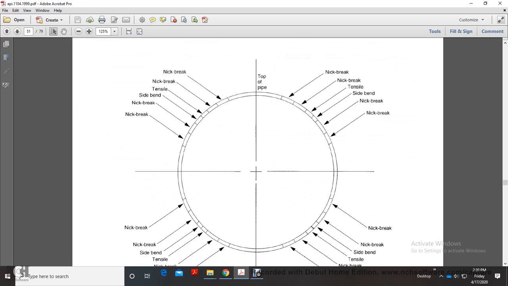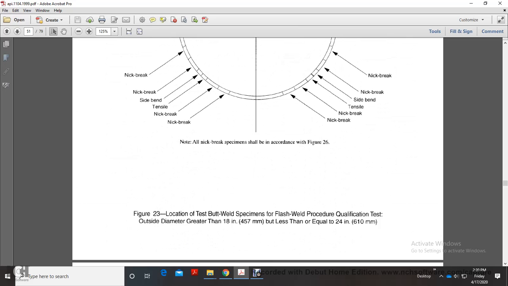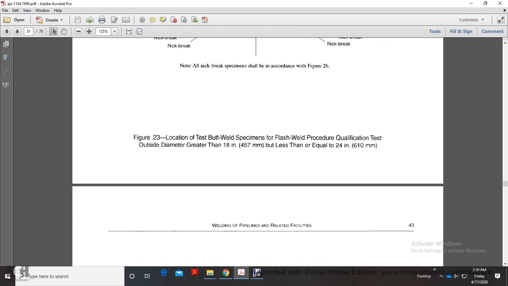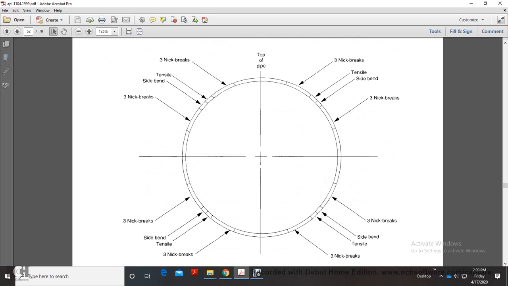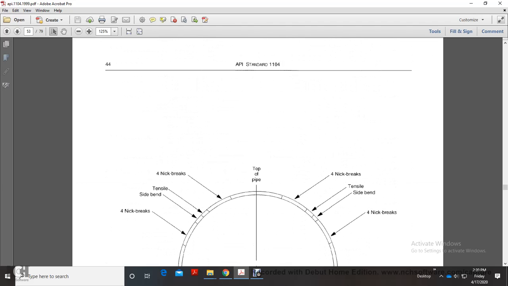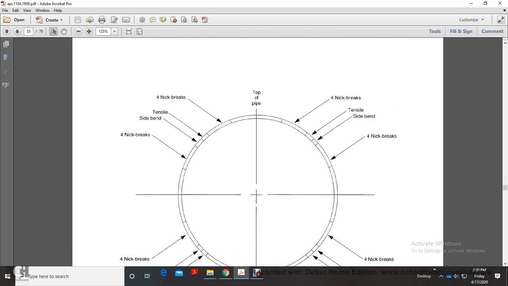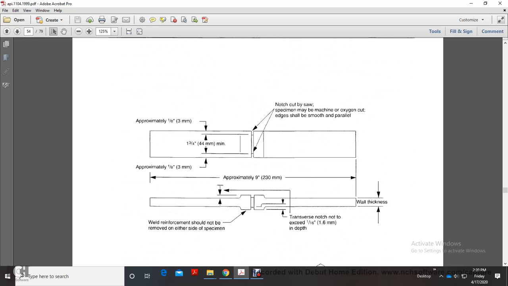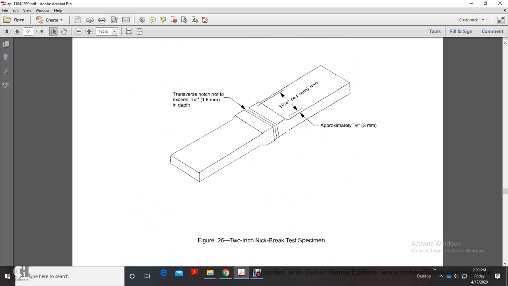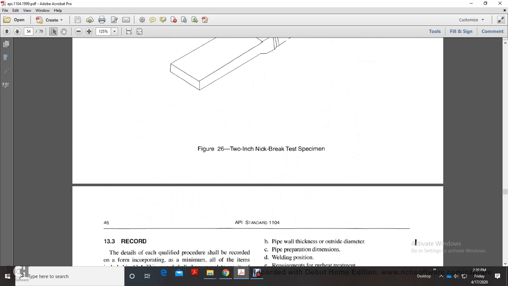This shows your nick break test, tensile, side bend, nick break test in all 4 quadrants of your pipe. It shows the top of the pipe with 3 nick breaks, side bend tests, 3 nick breaks, and all 4 quarters of your pipe. This shows your 4 nick break, tensile, side bend tests, nick breaks on all 4 sides of your pipe. This shows your 2-inch nick break test specimen.